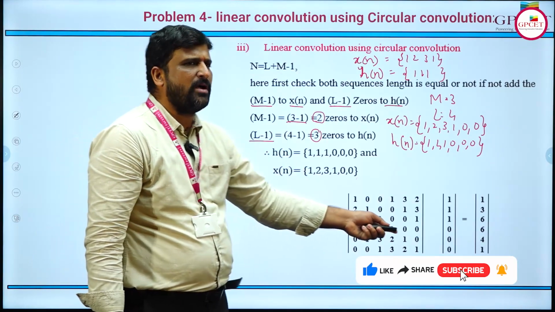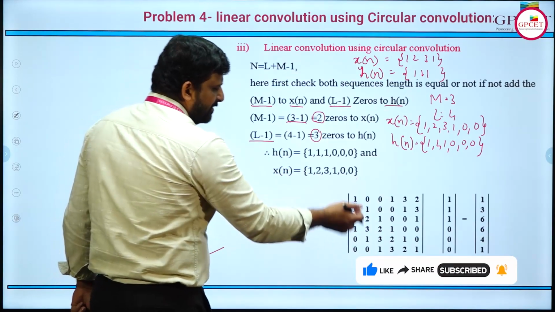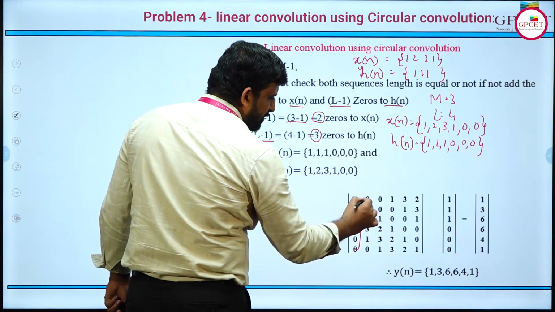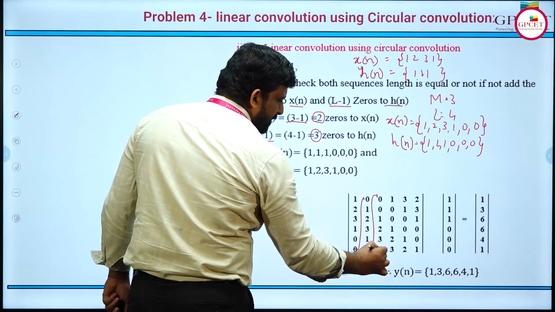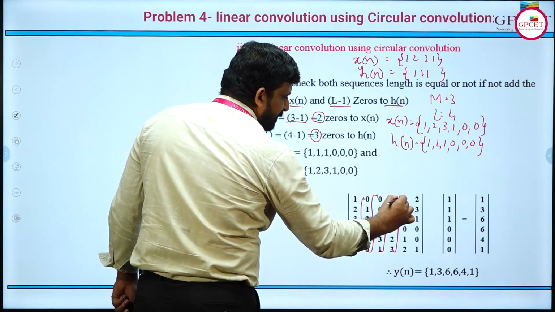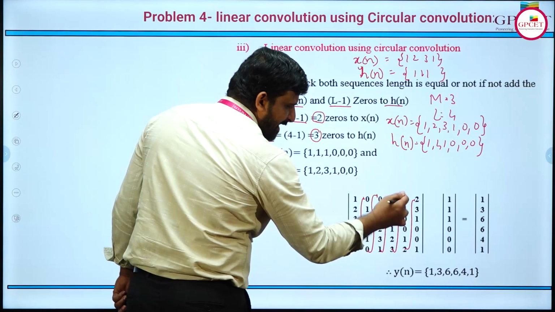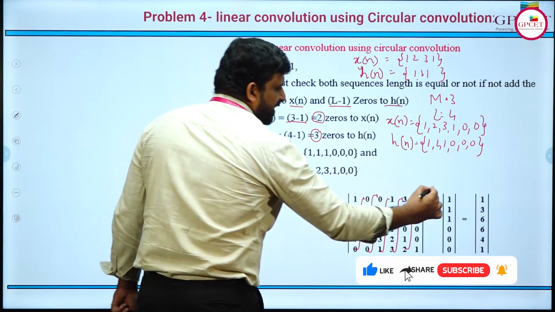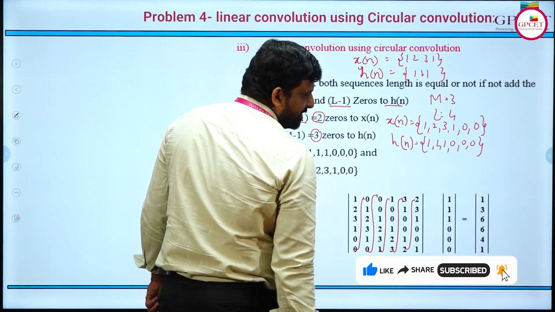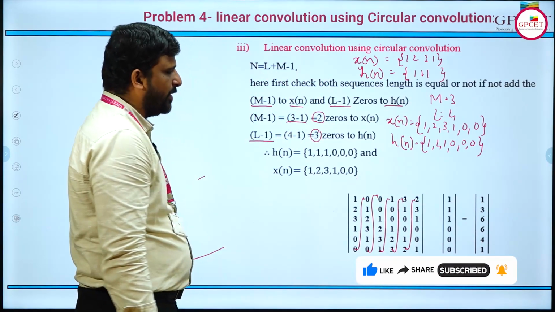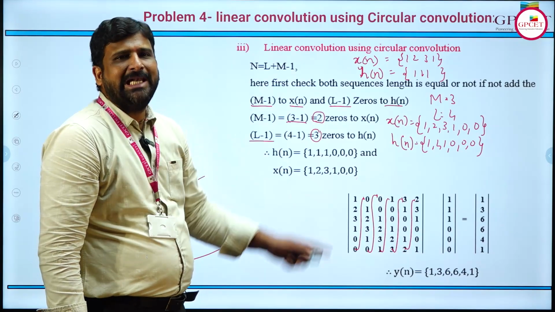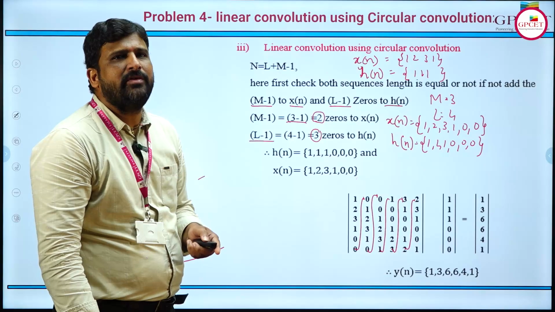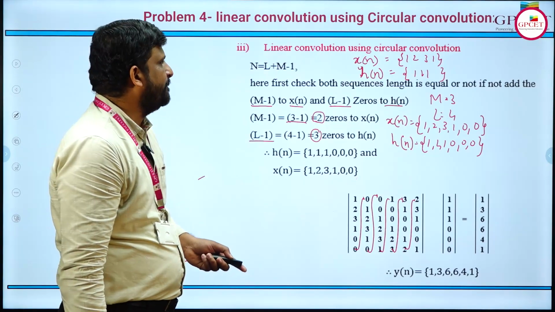So after that, the same process. Taking the x of n in the matrix representation, see, first I have written all the terms, then again 0 here, then again 0 here, 1, 3 is going up, then 2 is going up, then the remaining terms like this. Like this I have formed the matrix representation, and the formed matrix is multiplied with h of n. So finally the answer I got is 1, 3, 6, 6, 4, 1. The same thing we got in the linear convolution problem also. So this is the process of how we can get the linear convolution by using the circular convolution.